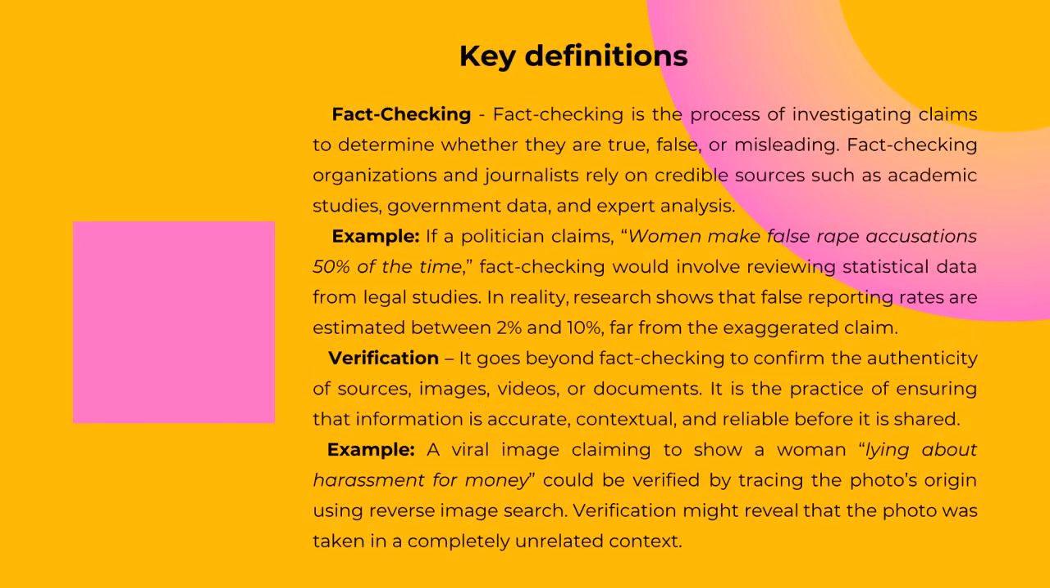Fact-checking is the process of investigating claims to determine whether they are true, false, or misleading. Fact-checking organizations and journalists rely on credible sources such as academic studies, government data, and expert analysis. Verification is the practice of ensuring that information is accurate, contextual, and reliable before it is shared. Pause the video and read the examples to understand the concepts better.